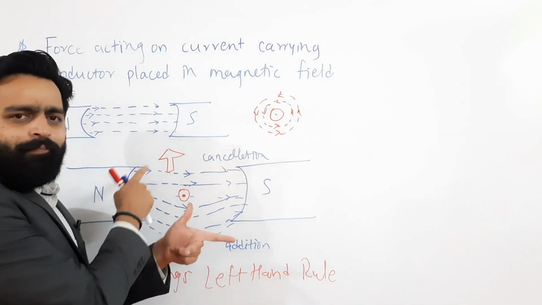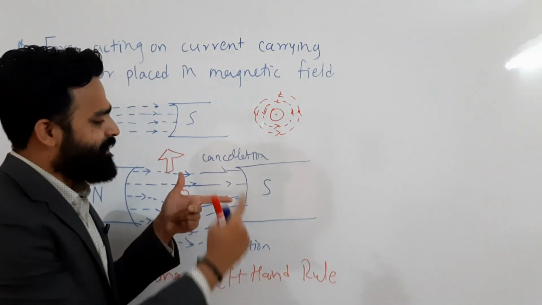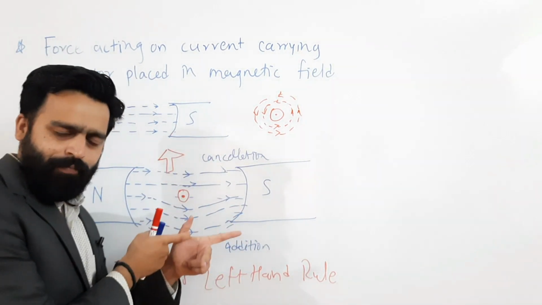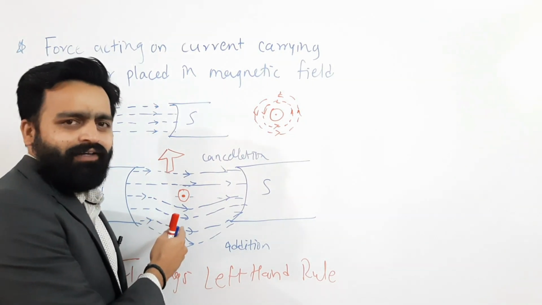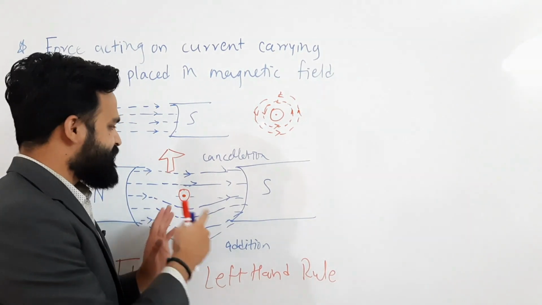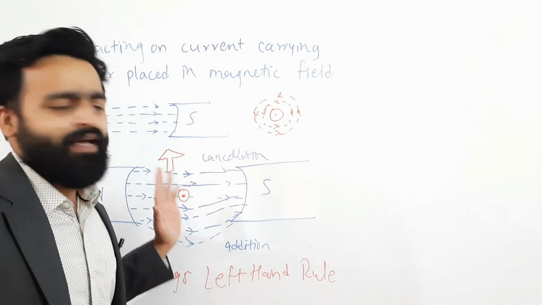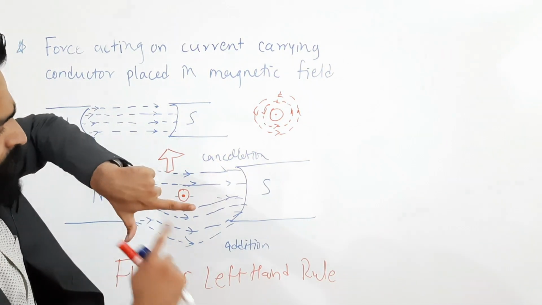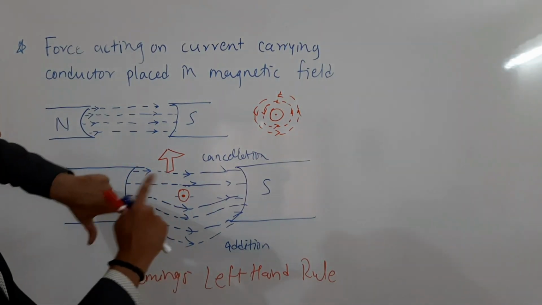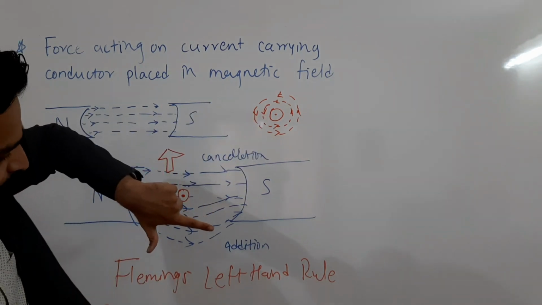The conductor is moving upwards. So by Fleming's left hand rule also we understood that when you place a current carrying conductor in a magnetic field, it experiences a force. And by drawing this diagram and analyzing, we understood that the conductor will move upwards. If you make it a cross, cross means current is going away from the observer, and the direction of the magnetic lines is the same, north to south. If it is a dot, then the conductor will move downwards.